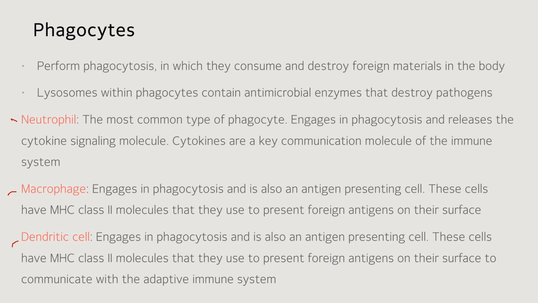They have lots and lots of lysosomes inside of them, so hopefully you remember that's an organelle involved with enzymes that can destroy waste and things like that. Phagocytes have lots of those and they destroy pathogens. The three main ones that we need to know are neutrophils, macrophages, and dendritic cells. Neutrophils are the most common type of phagocyte and probably the most common type of immune cell that you're going to have inside of your body.